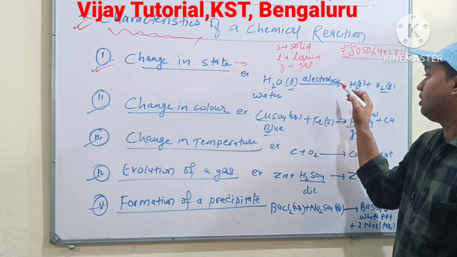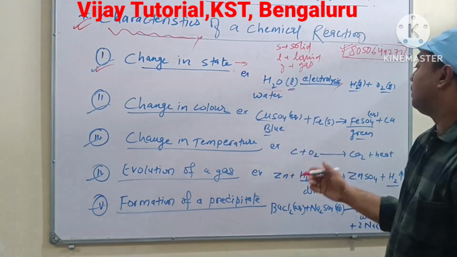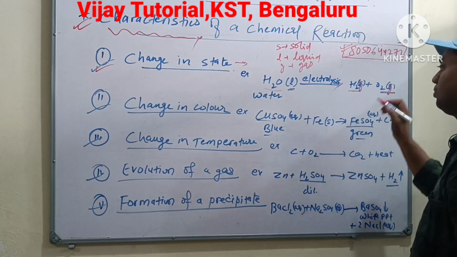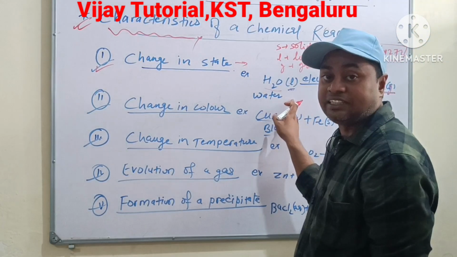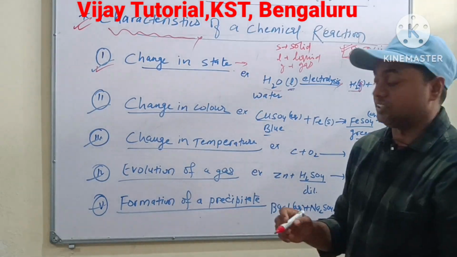Water is liquid state. When you do the electrolysis, means you pass the electric current through water, you will get hydrogen gas and oxygen gas, H2 gas and O2 gas is evolved. So we can see clearly that there is a change in a state, liquid to gaseous state. This is the first characteristic.